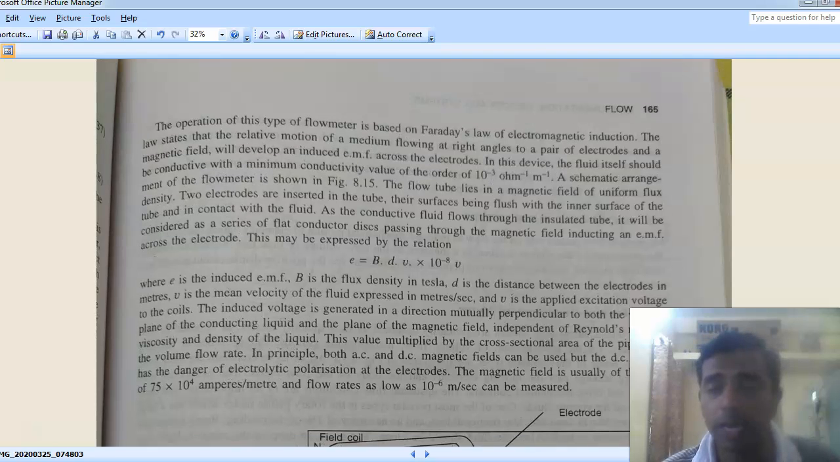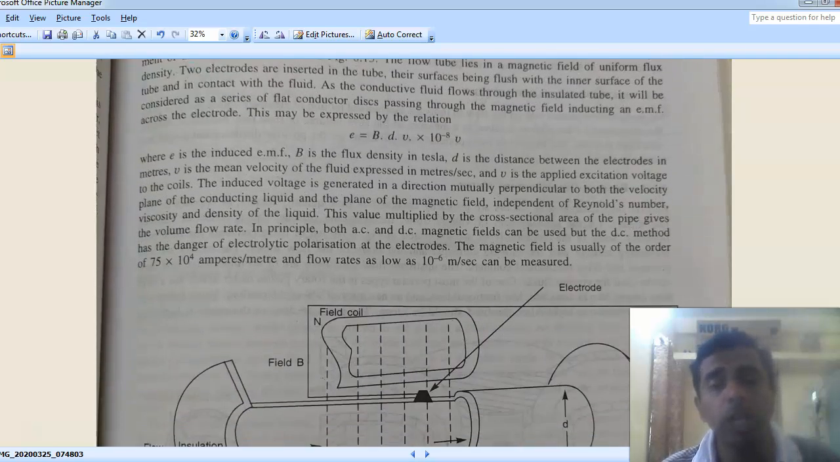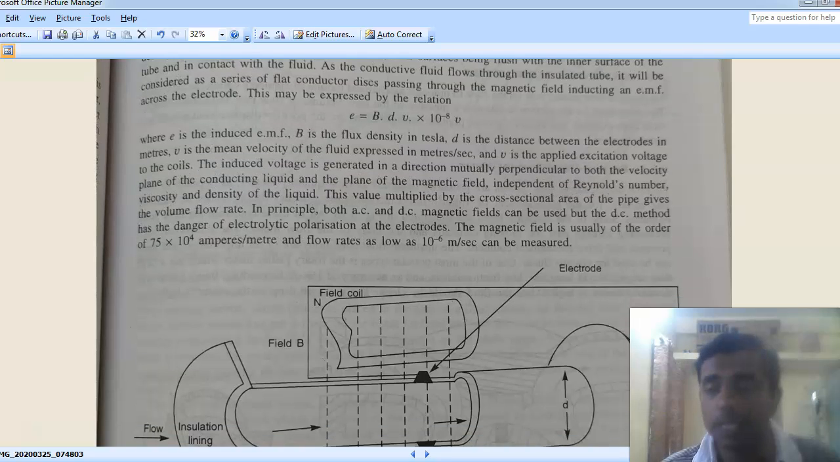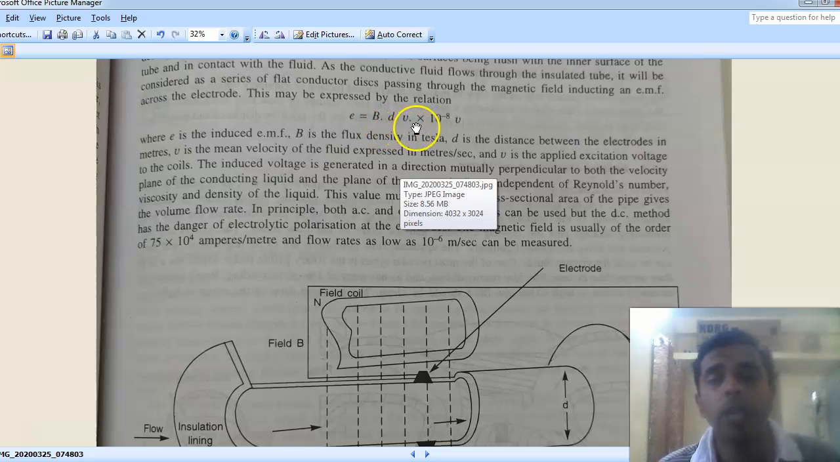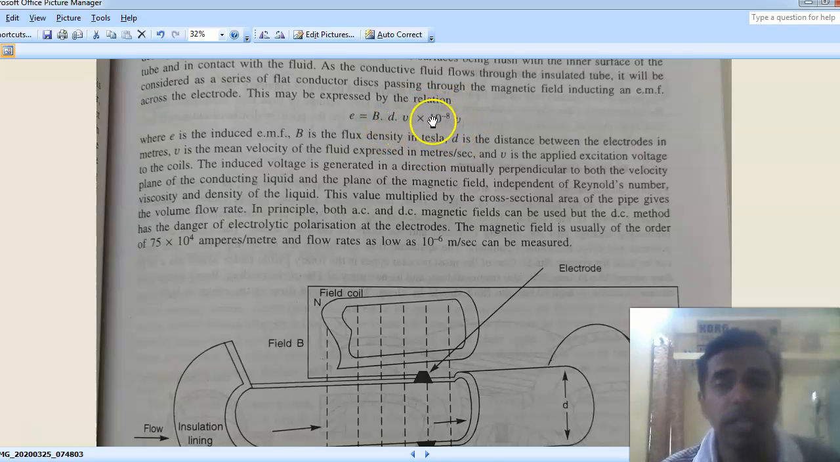Here we have the conductor as a conducting fluid. So the equation we all know is E equals B D V into 10 raised to minus 8 volts. This 10 raised to minus 8 is particular to this method because the voltage is in the range of 10 raised to minus 8. That is, the generated voltage is very small.